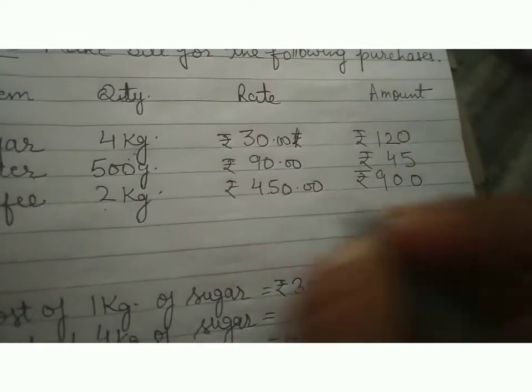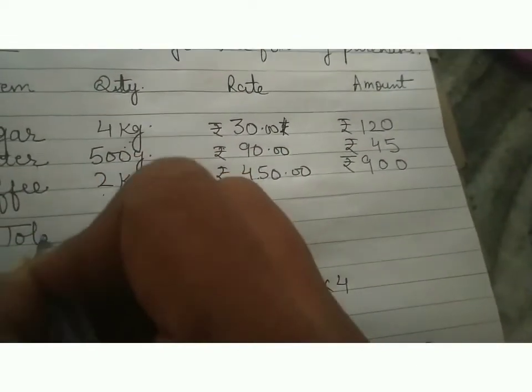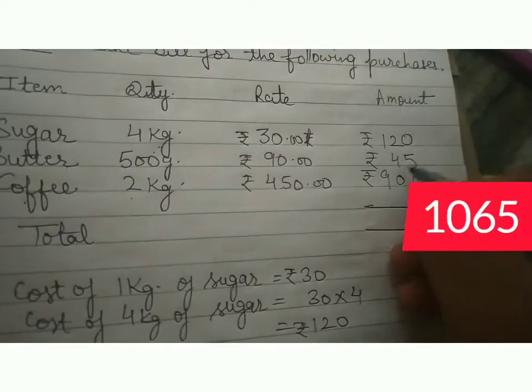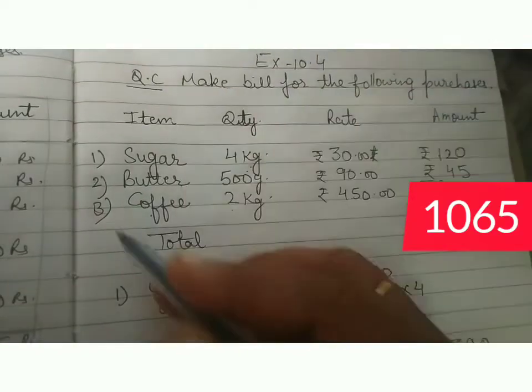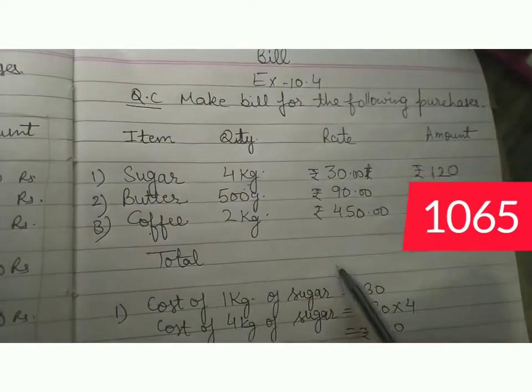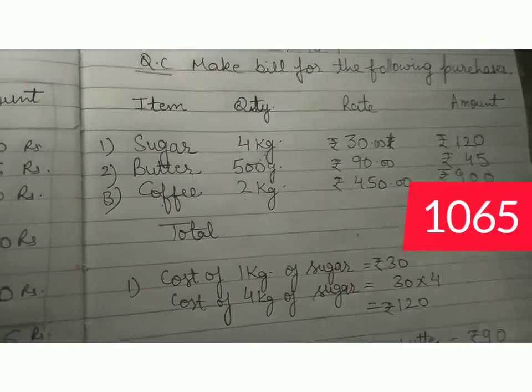Now I can find the total amount. So children, just add it. 5, 4 plus 2. Done. This is my bill. I think you understood how to make the bill. Let's do one more question.